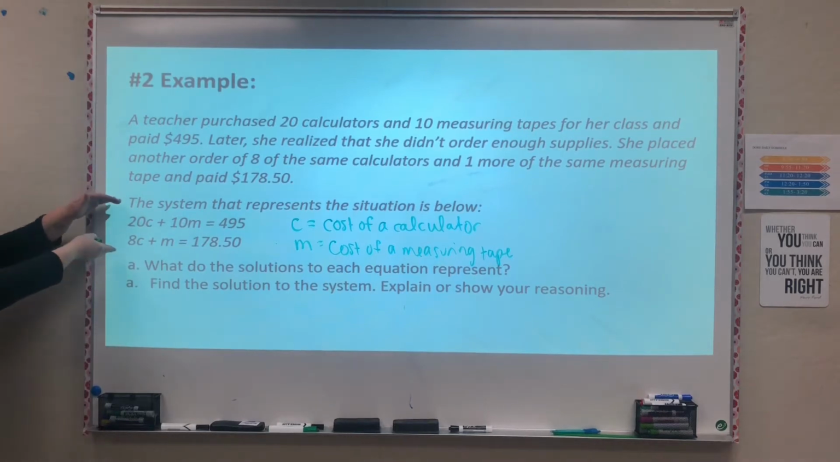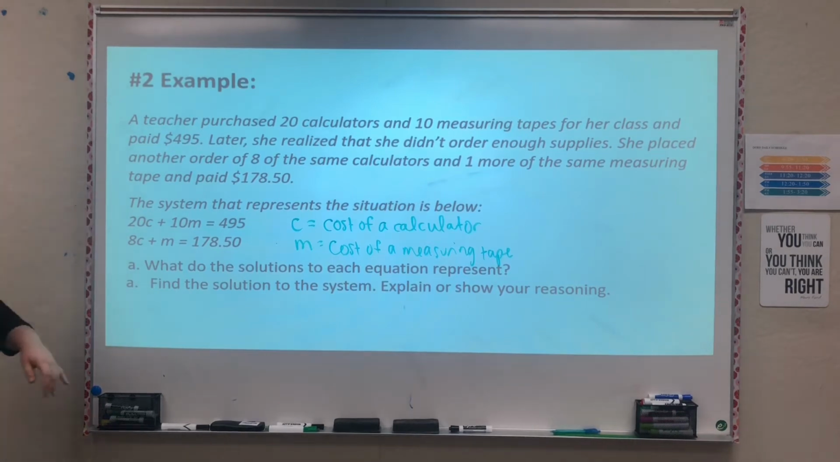If I give you this set of information, how many possible solutions are there? One. Yes. So part B says find the solution to the system. This is where we're going to get into the solving and finding that one possible solution. Here's our system. What do you want to do to solve it?